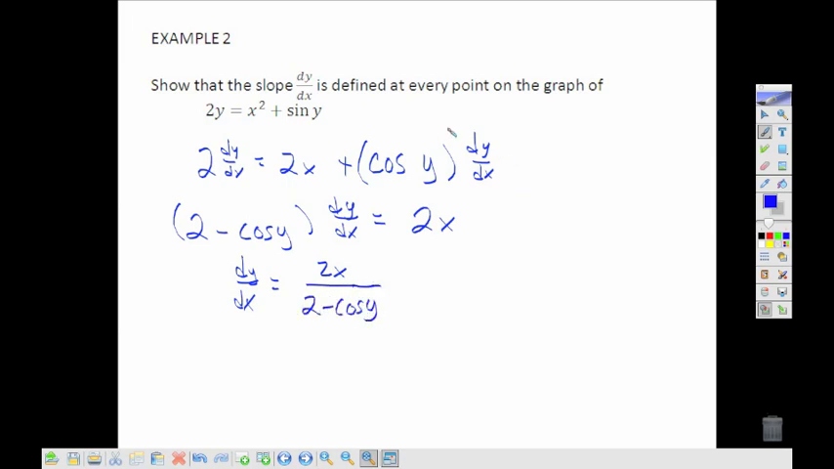Now going back to our original question, they said they want to know if it's defined at every point on the graph. So the only thing that could be a problem is if we had a 0 in the denominator. Do we have any zeros in the denominator? We know that the cosine is always between -1 and 1, so we're never going to get a 0 in the denominator. So this is defined at every point on the graph. Or at least the derivative is, so it is differentiable at every point on the graph.